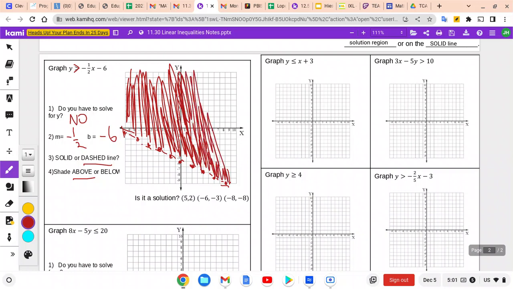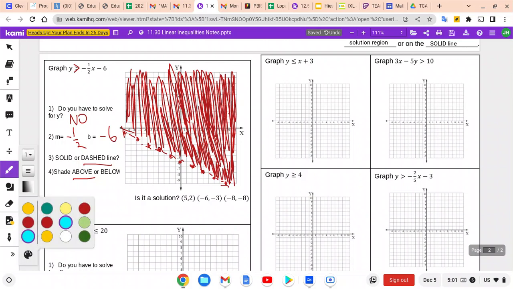And the dashed line, you can think of it as the answer region comes right up to the line, but doesn't actually touch it. All right, so is (5, -2) a solution? I go over here to (5, -2). It's kind of hard to see these numbers now. Yes, that is definitely a solution.